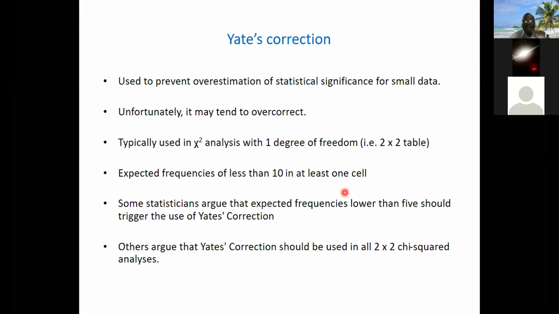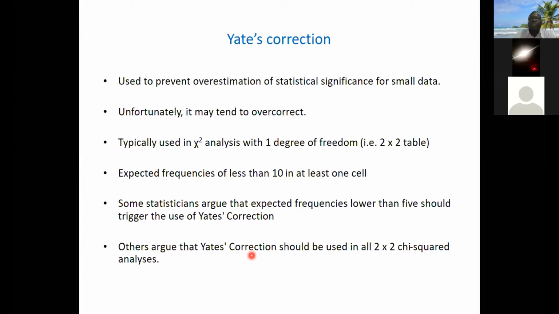And you see, some people even say that Yates correction even overcorrects. Even chi-square is a conservative test. You don't need correction. So on the issue of the correction, there is division among statisticians. I myself, I don't even believe in that correction. But people use it to their advantage. I will tell you when we run the result, you see how people use it to their advantage.